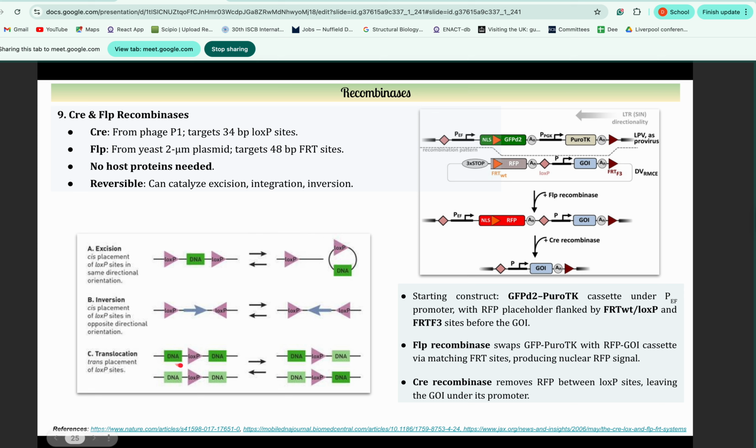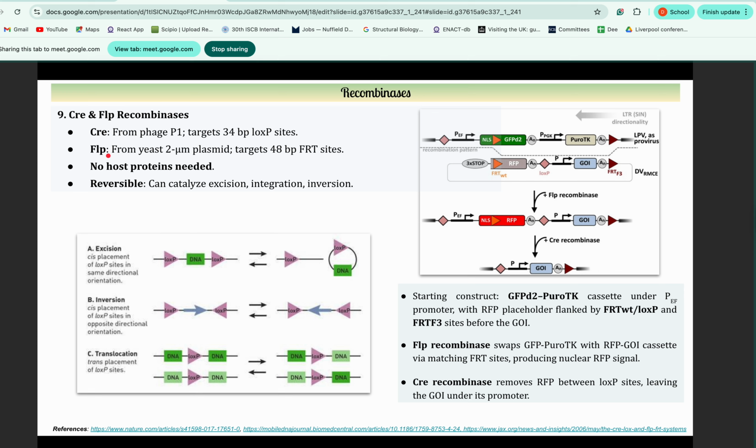But if we have two different strands in which LOXP sites are present, facing towards the same direction, then Cre recombinase can bring about translocation. One thing you need to keep in mind when talking about Cre recombinase is the site which it recognizes, the LOXP site, which is 34 base pairs.